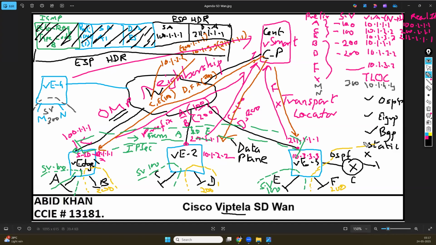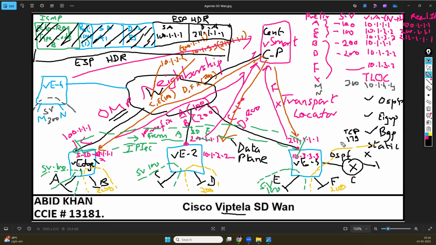BGP is TCP protocol or UDP protocol? TCP. It is TCP. So if it is TCP, what was the port for BGP? 179. Yes. So BGP port number is what? TCP 179. What about this OMP protocol?